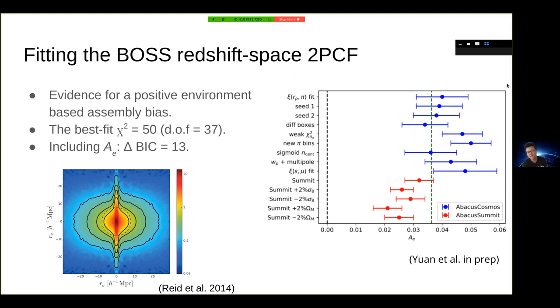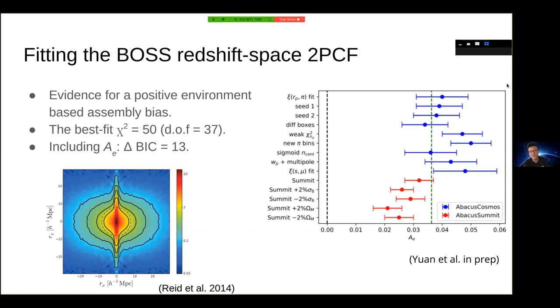The A_E parameter at the bottom is the parameter that we use to characterize the strength of environment assembly bias. What we found is a consistent 3 to 5 sigma positive detection of environment assembly bias across our fits. If you look through the fits, we tried to directly fit xi(r_p, pi), which is the two-point correlation function. And then we tried different random number catalogs. We tried using different sets of boxes. We tried different binning. And we also tried changing the shape of the HOD. We tried different data compression, fitting w_p plus multipoles, and also fitting xi(s, mu).